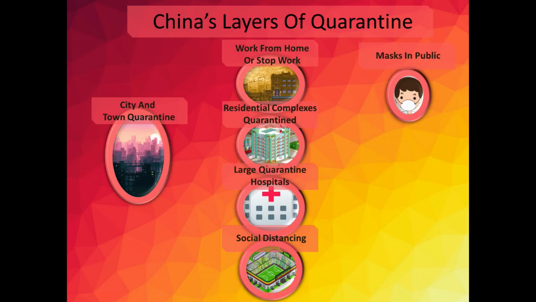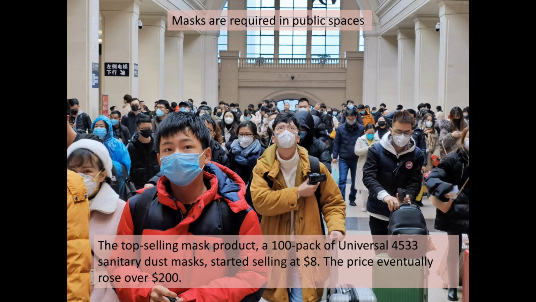So to summarize so far, we have things that are done at the national level to quarantine whole towns and cities. We have things that are done at the city level to quarantine workplaces, apartment complexes, and then sick individuals. And then there's a bunch of policies at the personal level, right? So you have to wear masks in public. It's not optional. It's led to huge demand increases for mask products.